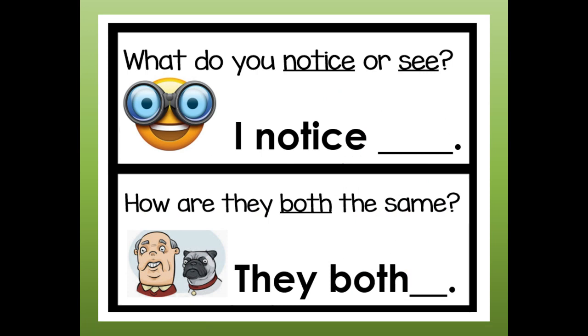For each pair of pictures, I'm going to ask you, what do you notice or see? And you're going to start with the sentence frame, I notice, and then finish your thought. For example, if you see this picture, you would say, I notice that the emoji has big eyes. So how are they both the same? That's the second question I'll ask you. And you're going to say they both. And down here, the picture of the man and his dog, you could say they both have gray hair, or they both have googly eyes.